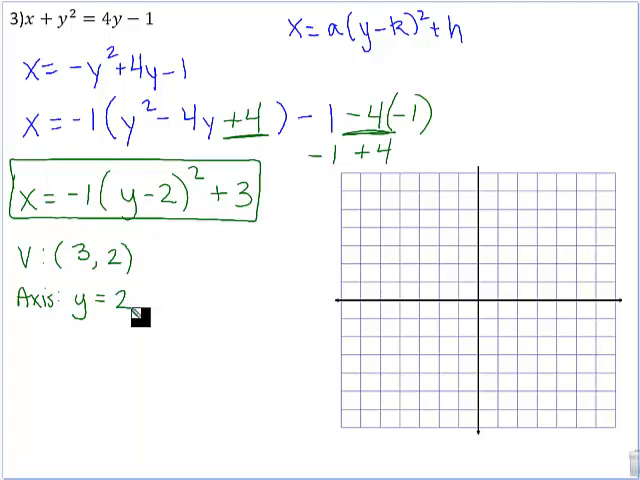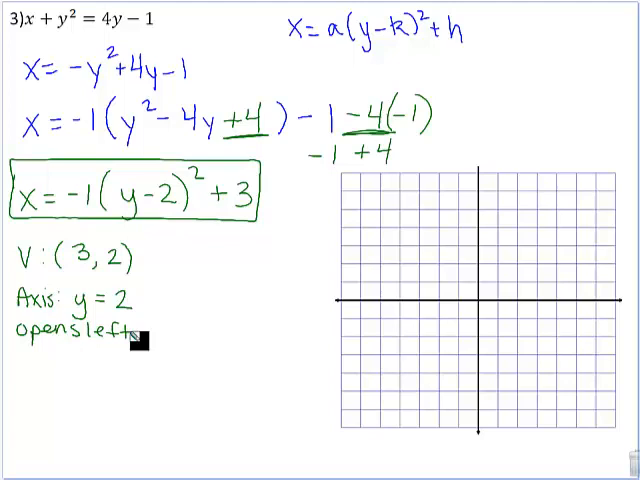And which way will this open? This will open left. I still don't understand that. It opens left because this is negative and we have our x alone. X alone means we're opening left or right. It opens left because the a is negative and the x is alone.